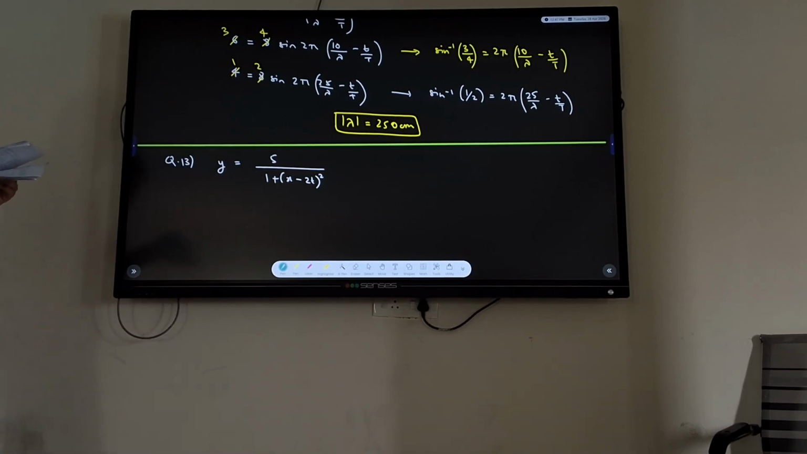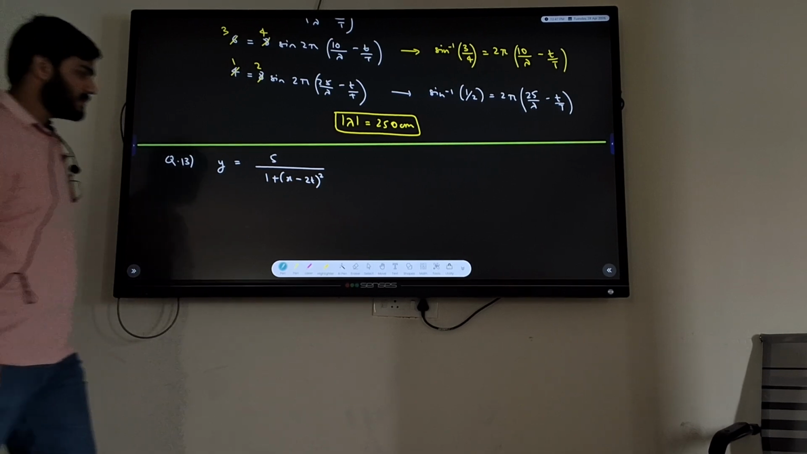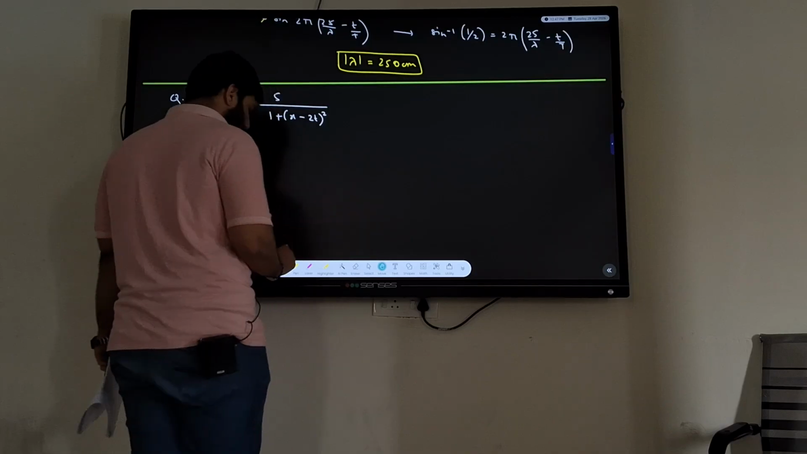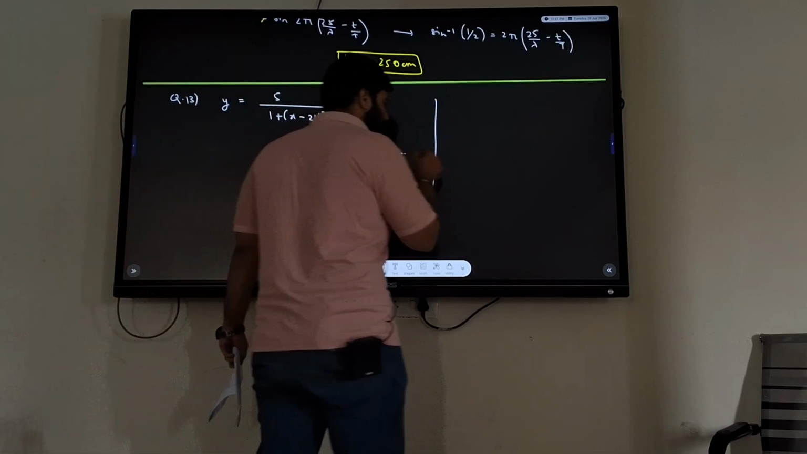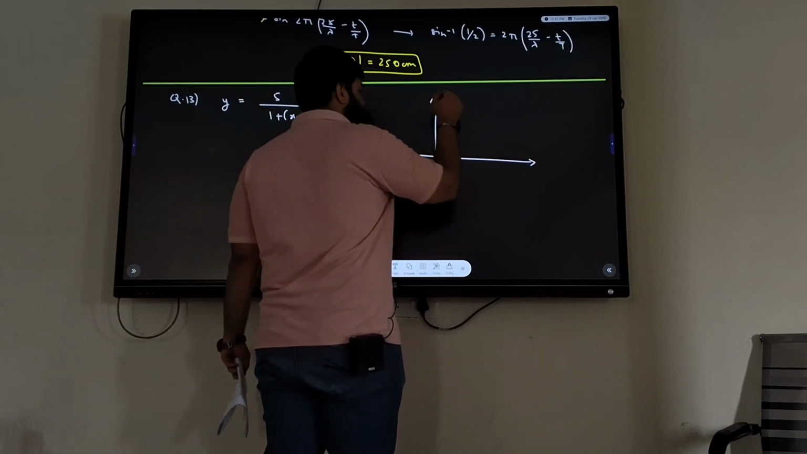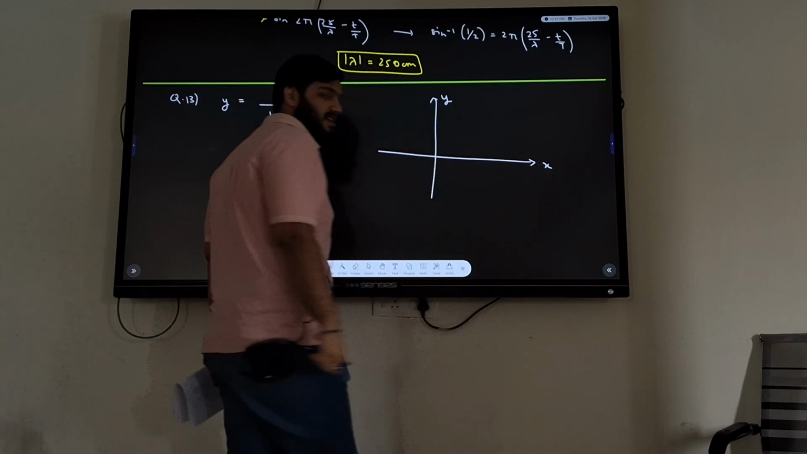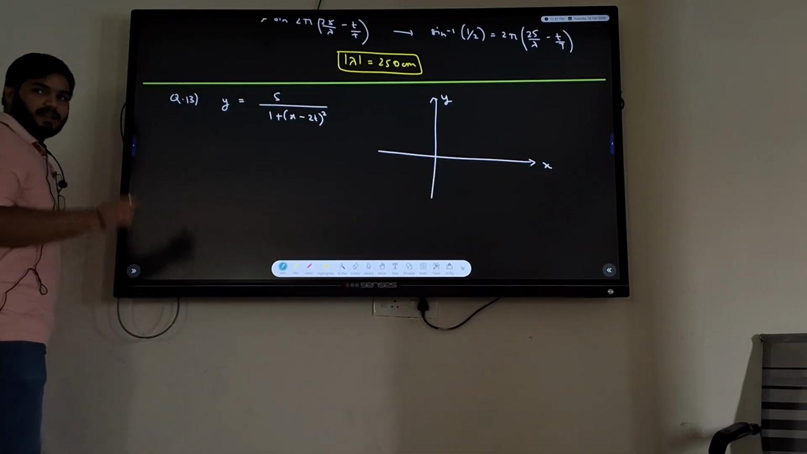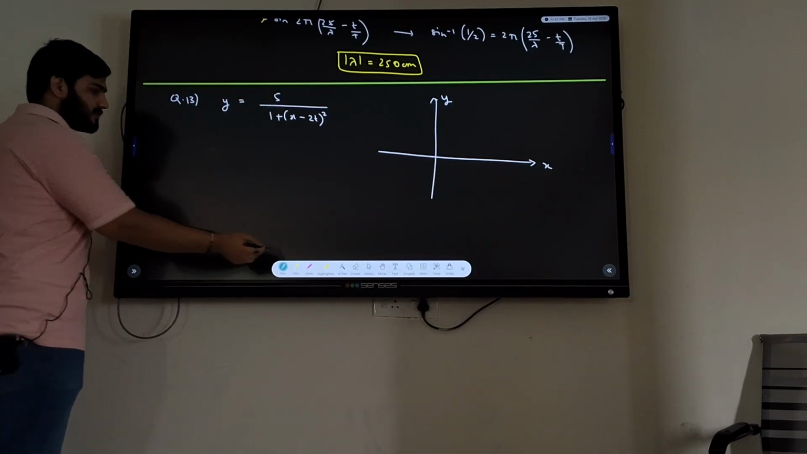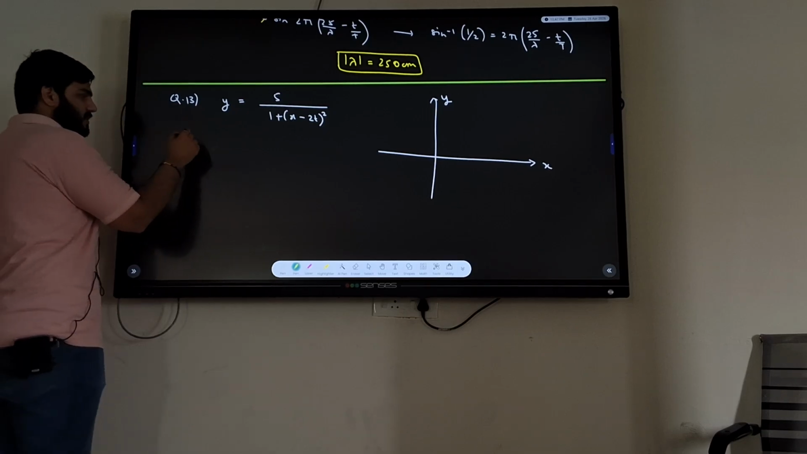Okay. Can you generally tell me how the function will look? What will be the graph of the function? Let's first check whether the function is symmetric or not. Do you remember how we used to check symmetry? At t equal to 0, you check whether y of x equals y of minus x or not.